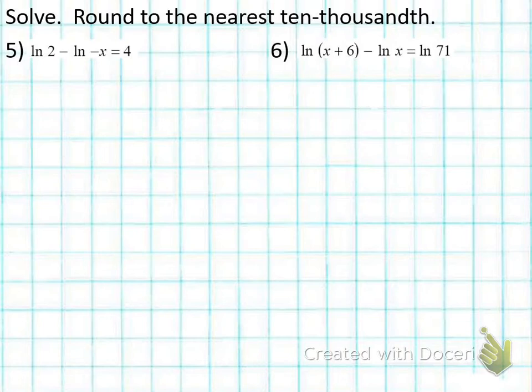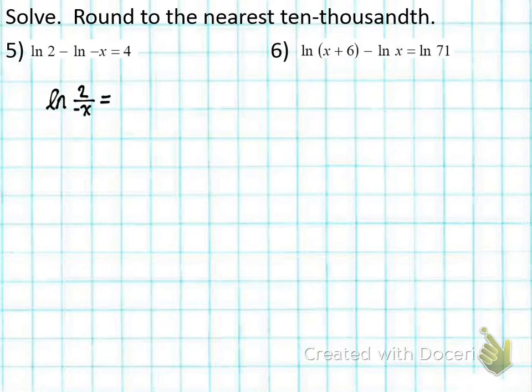Okay. Next one. Number 5. Let's have you do this one by yourself. Ready, set, go. Okay, so this is like the previous problem. We still have to condense. We have a natural log minus another natural log is equal to 4. So we get natural log of 2 over negative x.